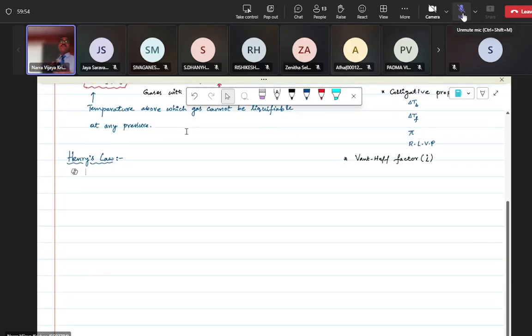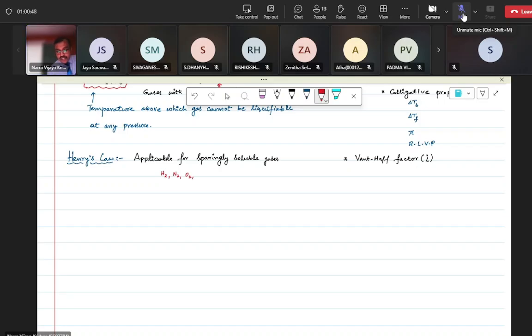Right? Means if I want to study solubility of gas in liquid, or if I want to apply Henry's law, it is applicable only for sparingly soluble gases. Sparingly soluble gases are the gases which have more gaseous behavior than molecular interactions. Are you able to understand? Or the gases have more ideal behavior than molecular interactions. Clear? Such as hydrogen, nitrogen, oxygen, helium, methane, etc.